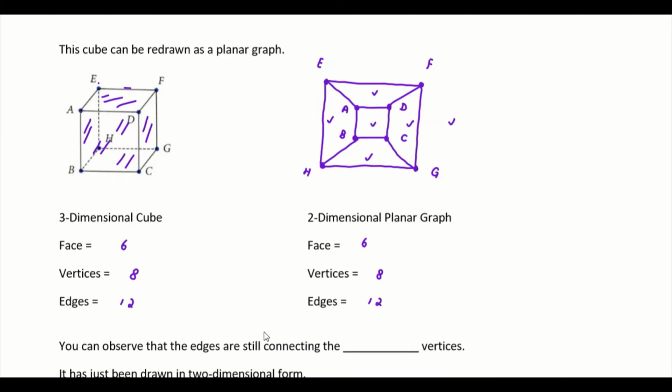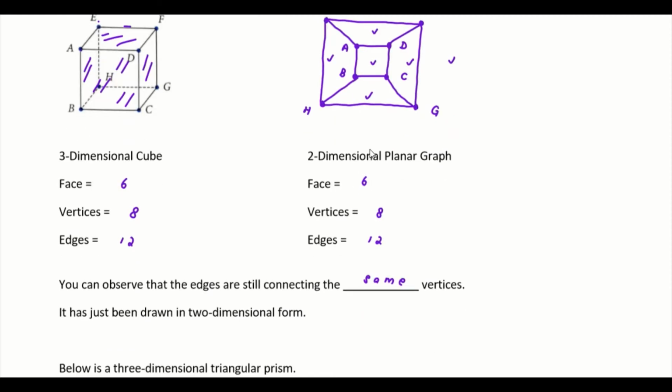And you can see that all the edges are still connecting the same vertices. For example, when you check H, H is still adjacent to E, B, G. Whichever one you check, it's adjacent to the other three. 1, 2, 3. So it's all the same. That's why you can see that a 3D solid can be redrawn as a planar graph. All the faces, vertices, edges, the whole composition stays the same. It's just that now this graph is drawn in a plane and there are no edges intersecting each other.